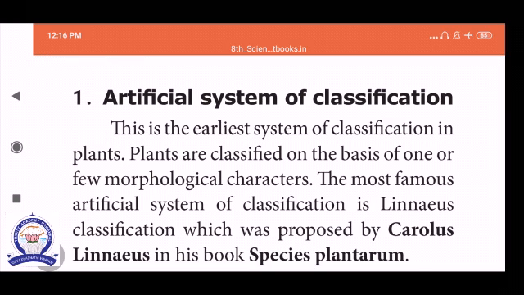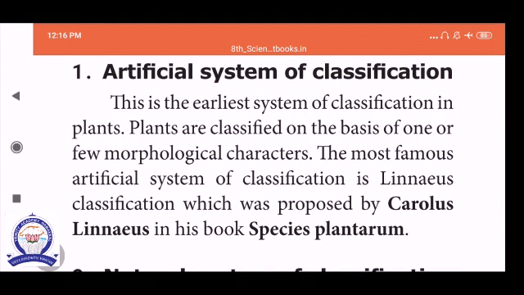What is morphology? It means the study of the external parts. That is called morphological. For example, leaf, flower, stem are morphological characters. Classified on the basis of one or a few morphological characters. The most famous artificial system of classification is Linnaeus classification, which was proposed by Carolus Linnaeus in his book Species Plantarum.